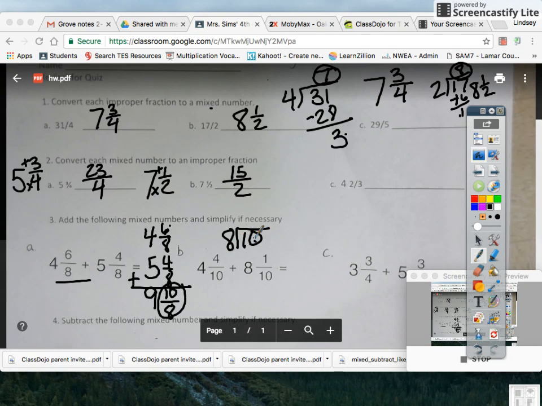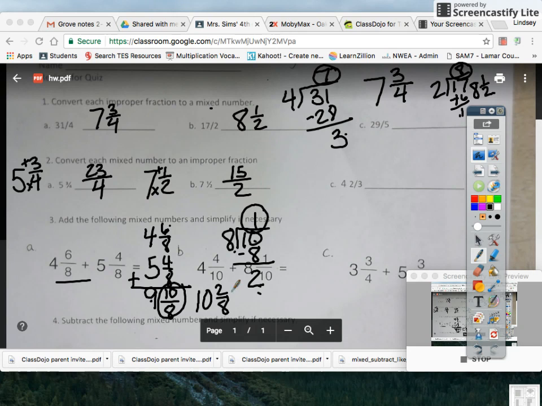But 8 will go into 10 how many times? 1 time, 1 times 8 is 8, with 2 left over. So this is my new mixed number, 1 2/8. I'm going to add that 1 2/8 to my 9 here, and I'm going to get 10 2/8, and that is the answer. This actually can be simplified even more.